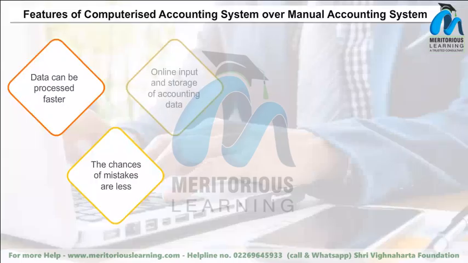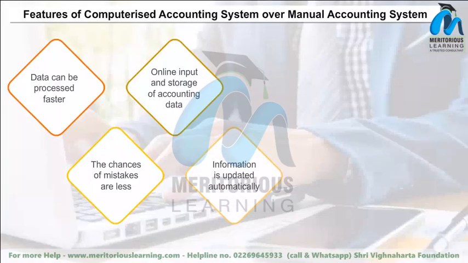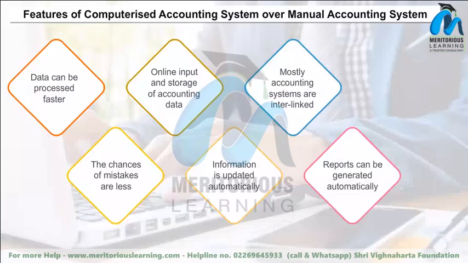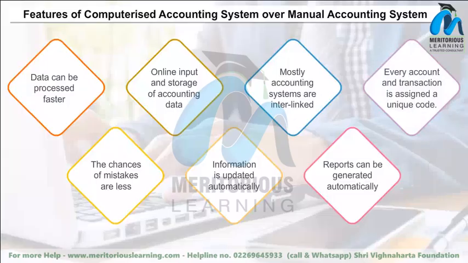Online input and storage of accounting data. Information is updated automatically. Mostly, accounting systems are interlinked, which facilitates the availability of information to various users at the same time. Reports can be generated automatically. Every account and transaction is assigned a unique code.